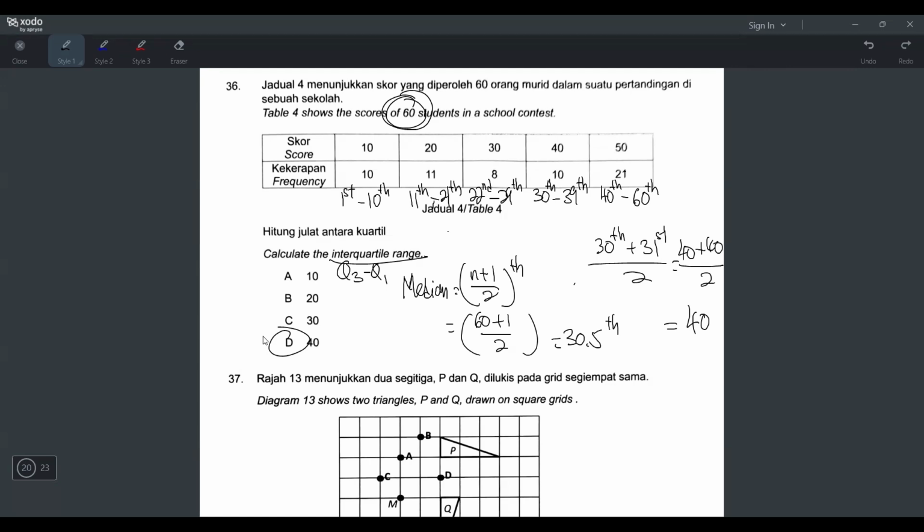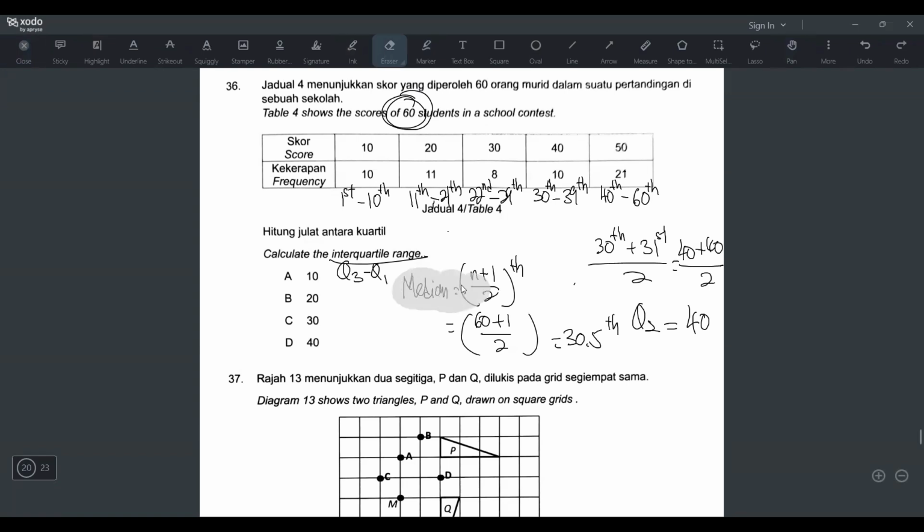But the schema give different answer. Oh, no, no, no. What am I doing? They want, this is the Q2. Hello, they want Q3 minus Q1 ma. So what am I doing? I'm so sorry.